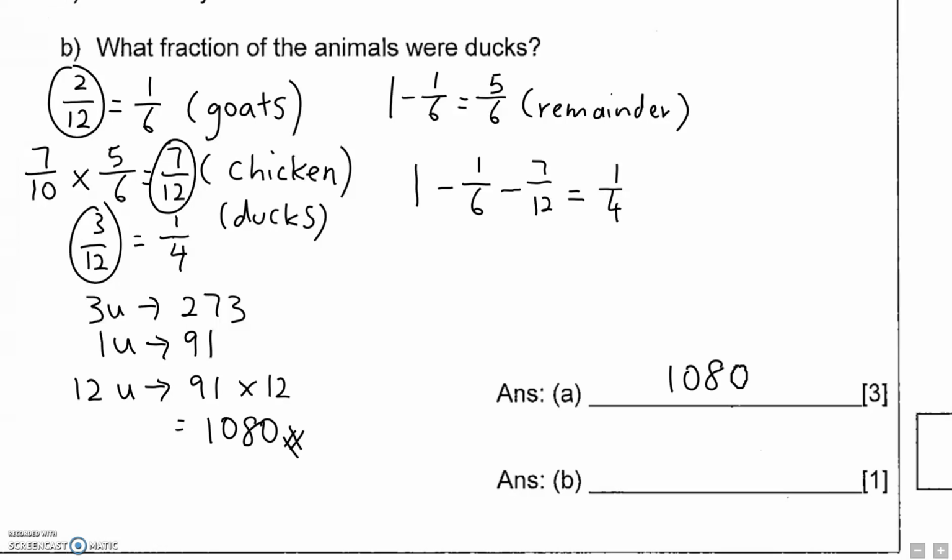Okay. Part B of the question says what fraction were ducks? I think the answer is already out. But instead of writing 3/12, let's write the simplest form, which is 1/4.